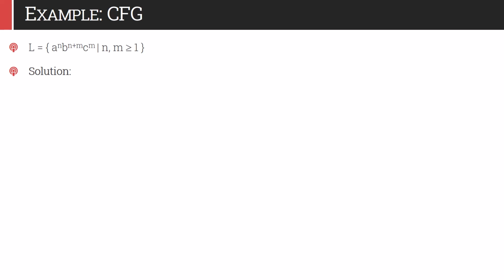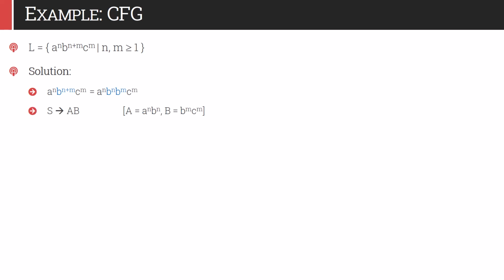L is equal to a power n, b power n plus m, c power m. So here the number of b's should be the same as the number of a and c. Let us rewrite b, so that will be b power n plus m. We can write it as b power n into b power m. So this language we have already derived. So the first half is a power n, b power n, that we know how to write, and the second half is b power m, c power m.